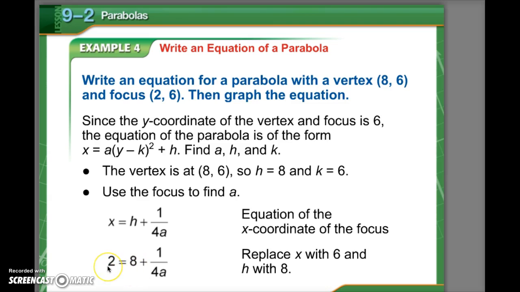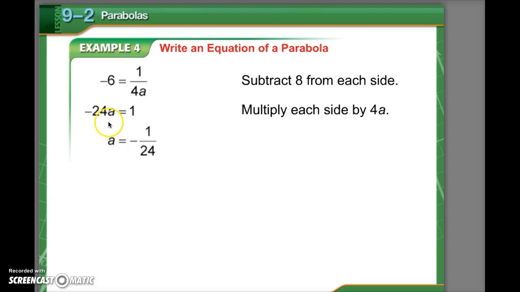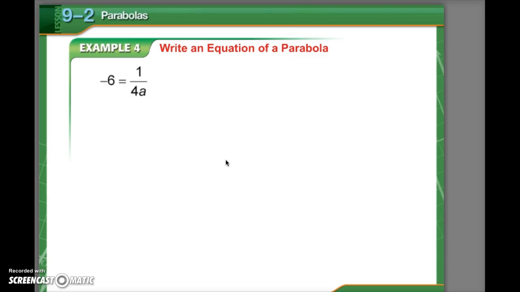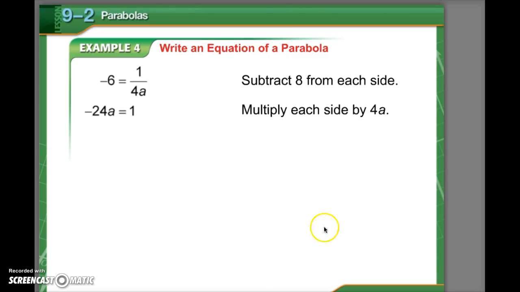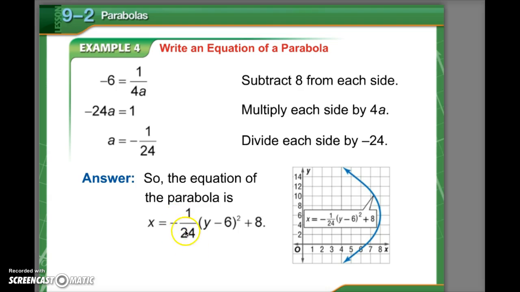So we're going to have to subtract 8 from each side, and then we're going to cross multiply. We'll see that on the next slide. Right here, we cross multiplied, and then divide by negative 24, and you get a is negative 1/24. So looking at our equation now, we have x = a(y − k)² + h. This is our equation: x = −1/24(y − 6)² + 8.